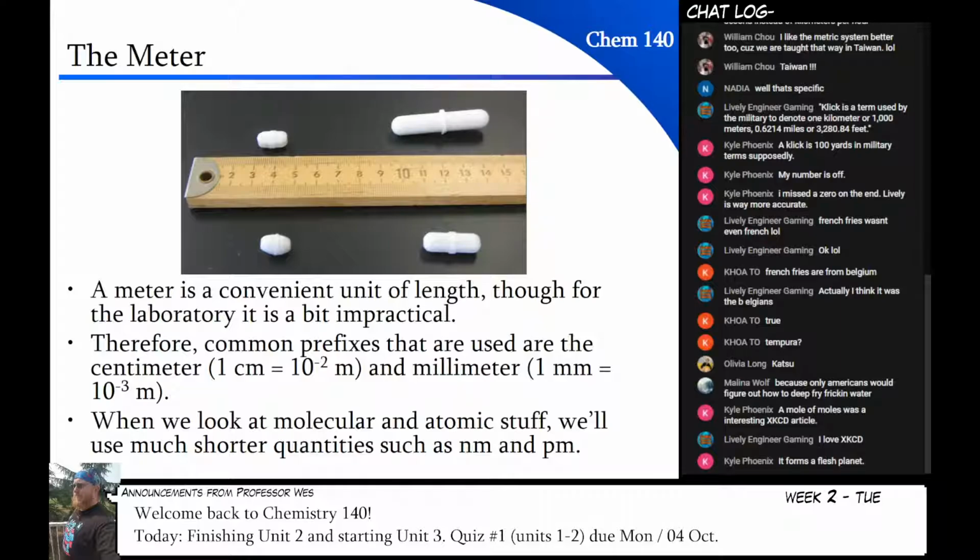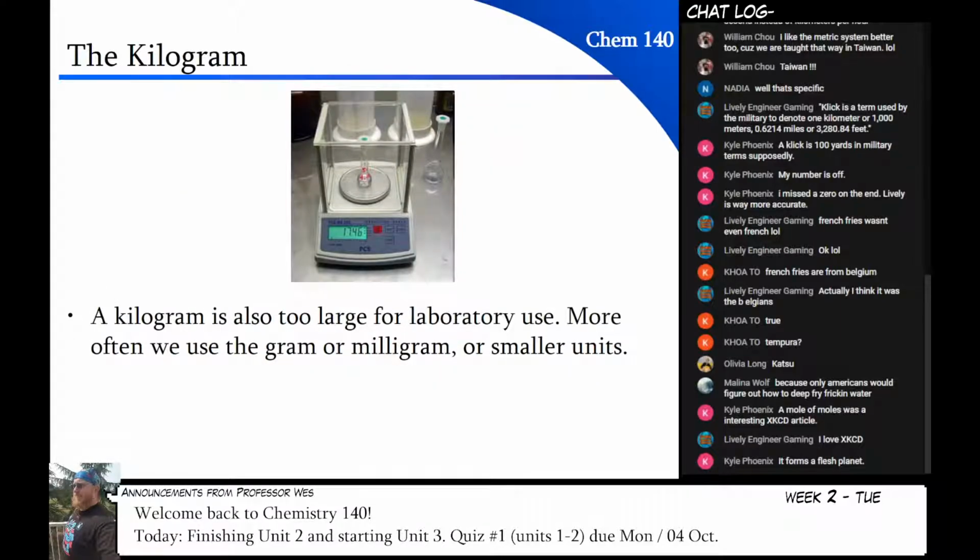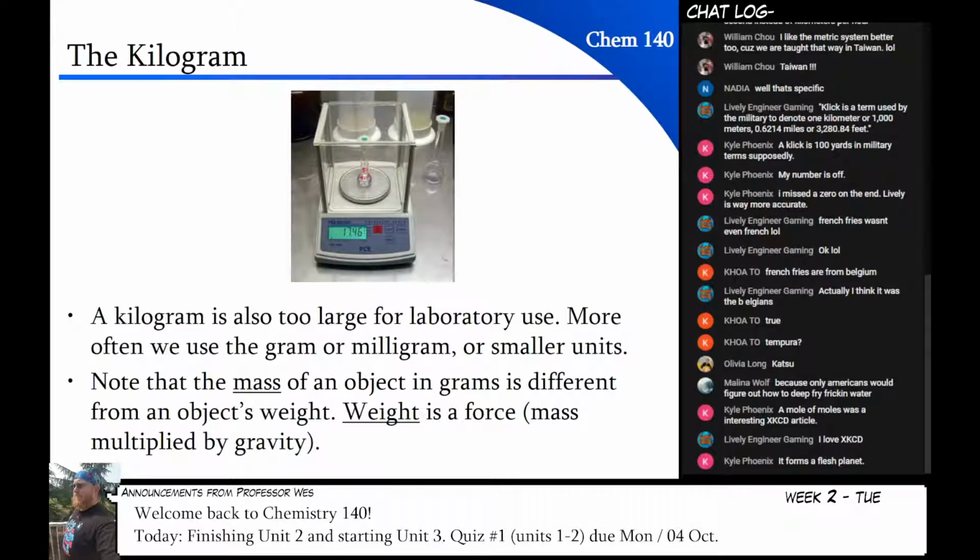But when we look at molecular objects, we're going to be looking at distances that are much, much smaller. So the micrometer is still too big. The nanometer is used for light, and the picometer is used for interatomic distance. So we'll be using those units later on. This is a balance. Balances just tell you the mass of stuff in grams. Kilograms are too big for us, so we're going to more or less stick to grams. However, we might also be using milligrams, depending on the application.